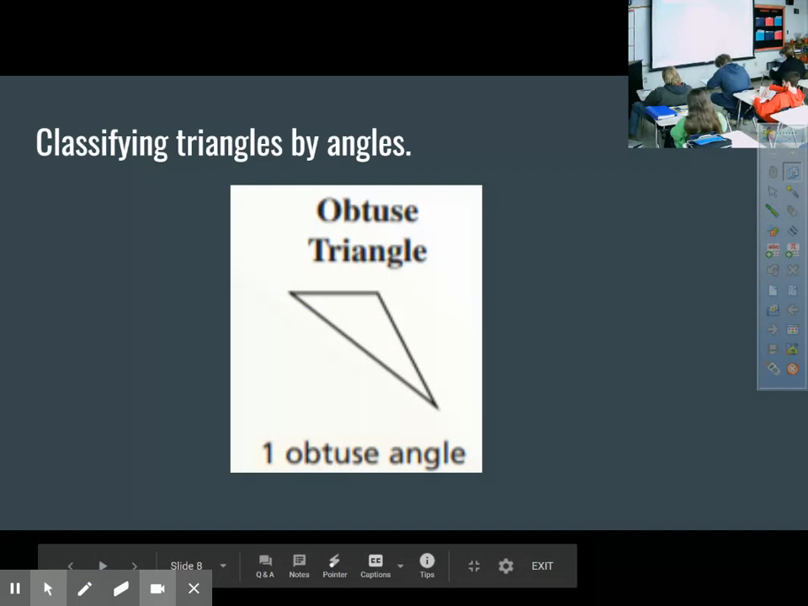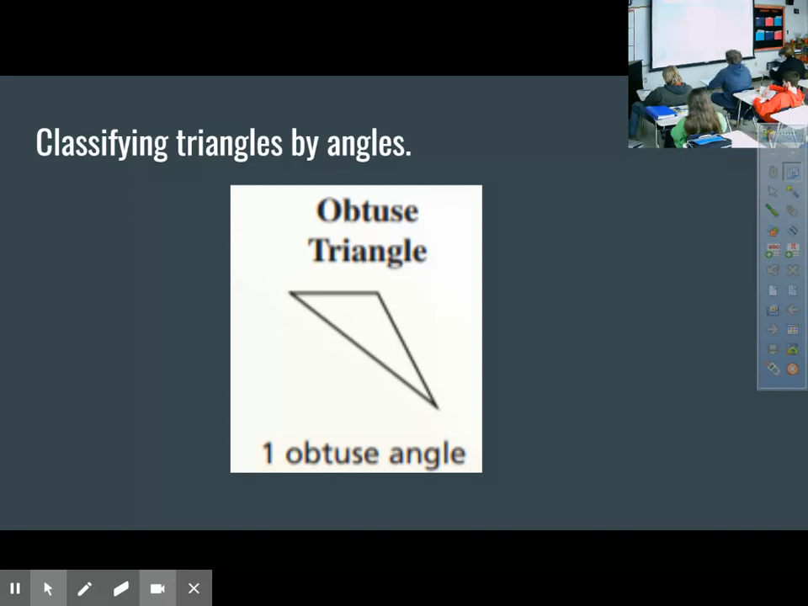An obtuse triangle has one obtuse angle. You can't have more than one. You can't have less than one. You can only have one. What's an obtuse angle? An angle above 90. So if you look here at this angle right here, we can tell that that's bigger than 90. So that's an obtuse triangle. So which of those triangles on your paper is obtuse? The bottom right one, the fourth one, is obtuse.